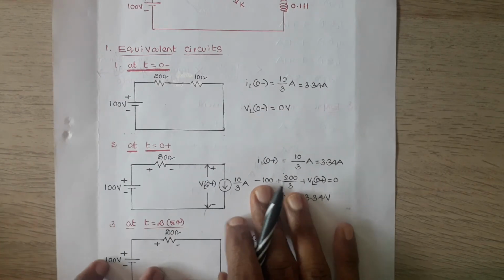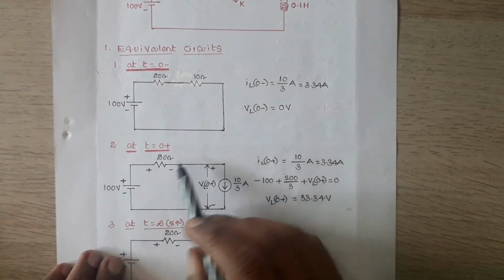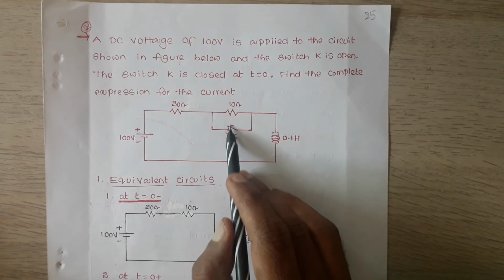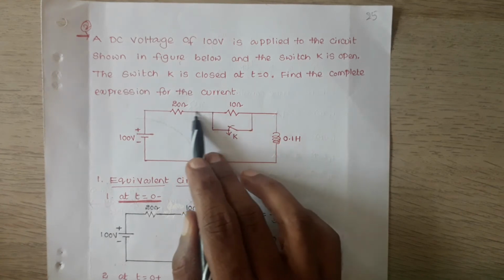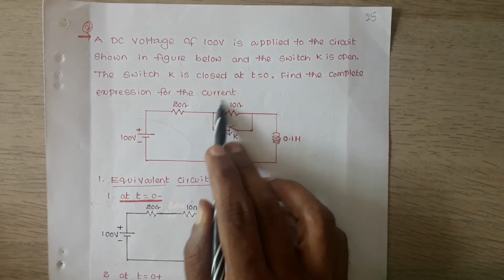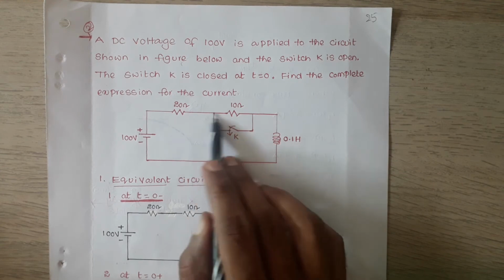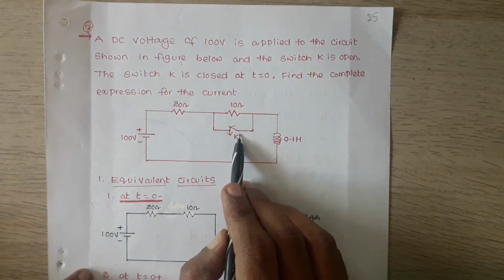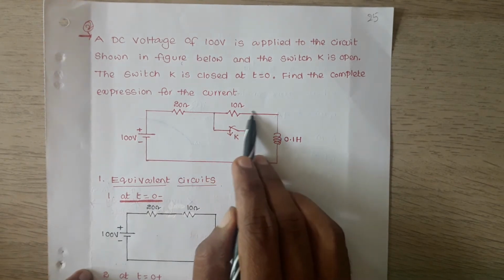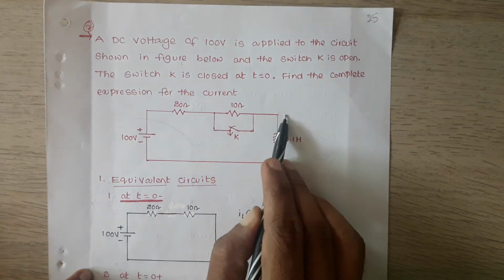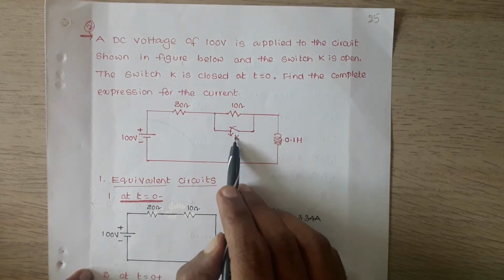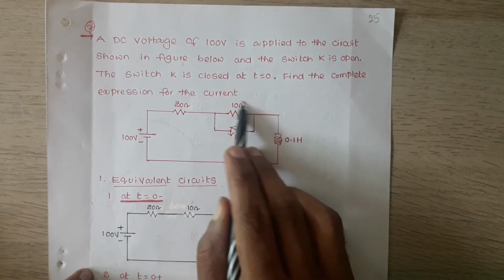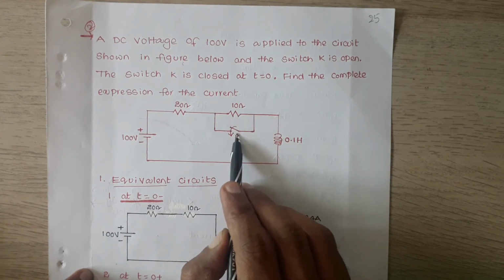Similarly at t equal to 0 plus, we have 100 volts, 20 ohms. Now the switch is closed. When the switch is closed, current takes this path, so there is no current in the 10 ohms, because we assume an ideal switch. An ideal switch means resistance is 0, and current always takes the low resistance path. So if you take R equal to 0, 10 into 0 by 10 plus 0 is 0. The net resistance offered by the resistor and the switch is 0.